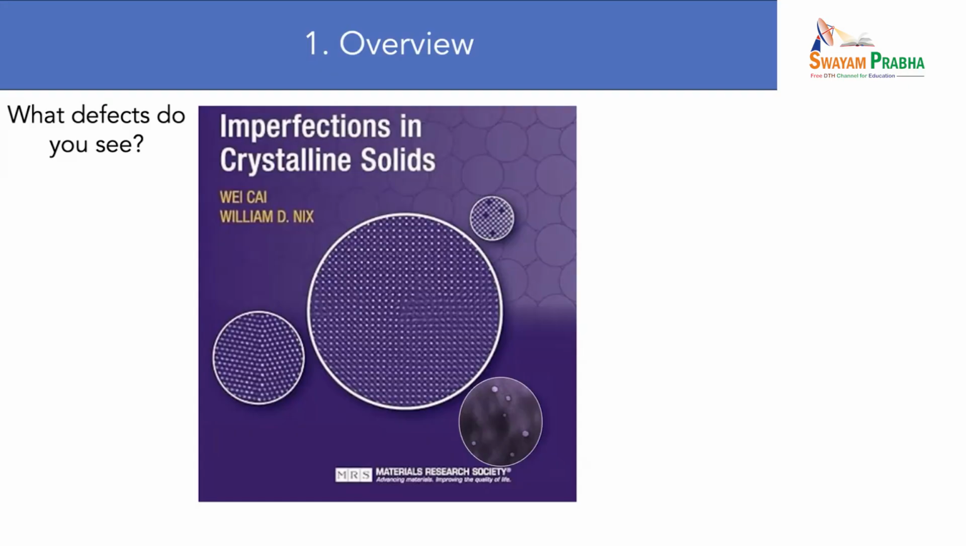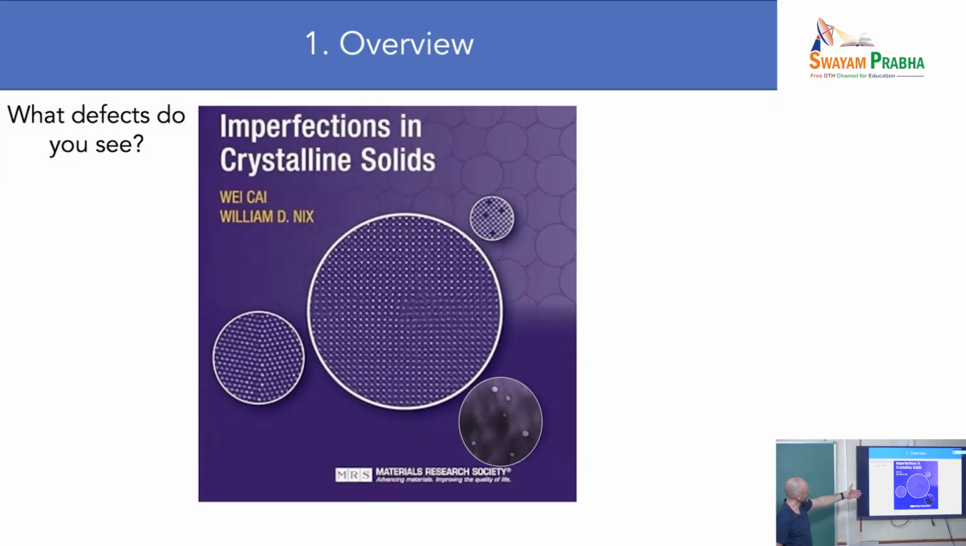so this one is edited. This one is me, but the others are from Wei Tsai's book. I wanted to ask you, in these pictures here, what kind of defect do you see? Because basically, there's an illustration of every type of defect you can find in a crystal.